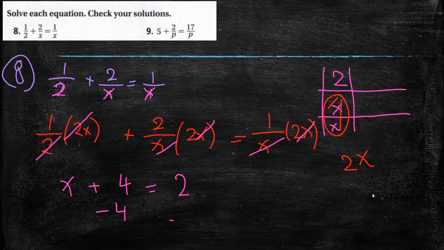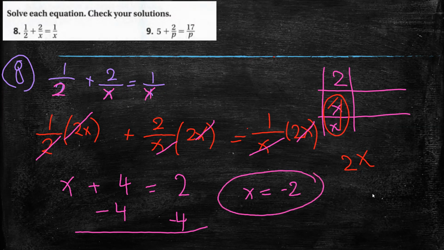Then minus 4, so x will be -2. This is now the value of x. So as I told you, find the least common denominator, multiply, then solve. After that, we get this answer: x is -2.